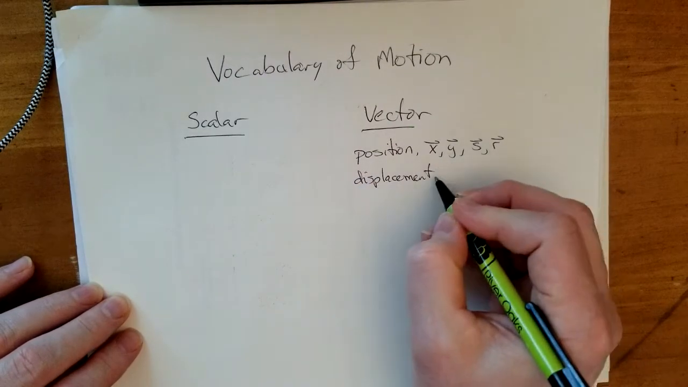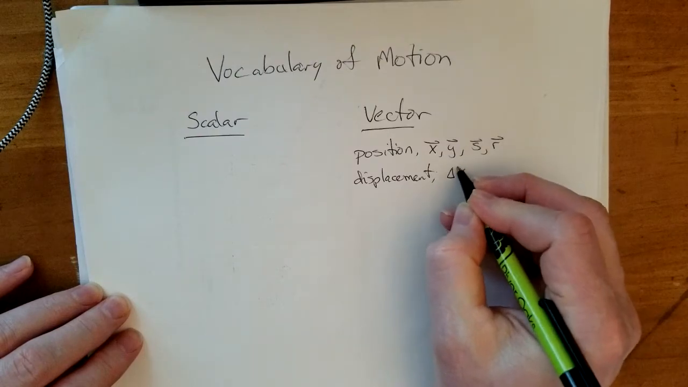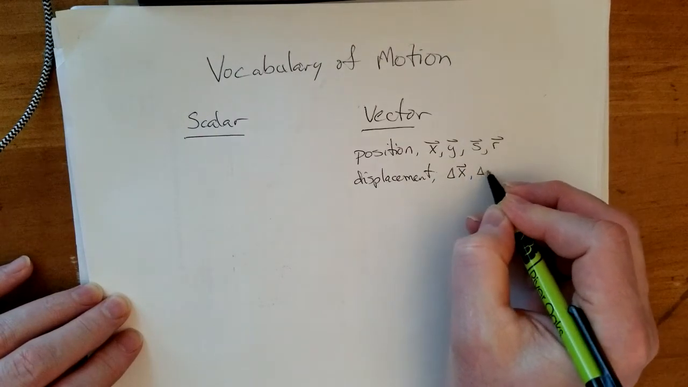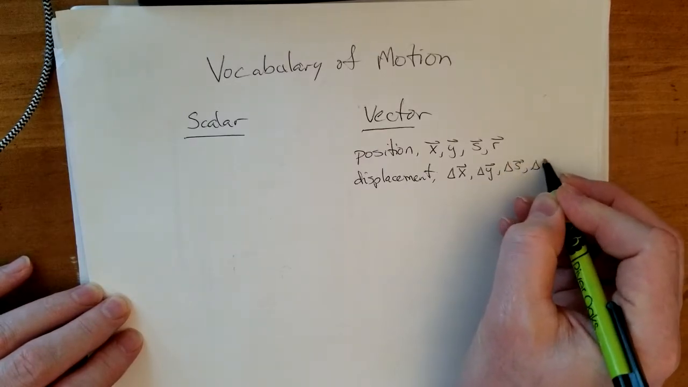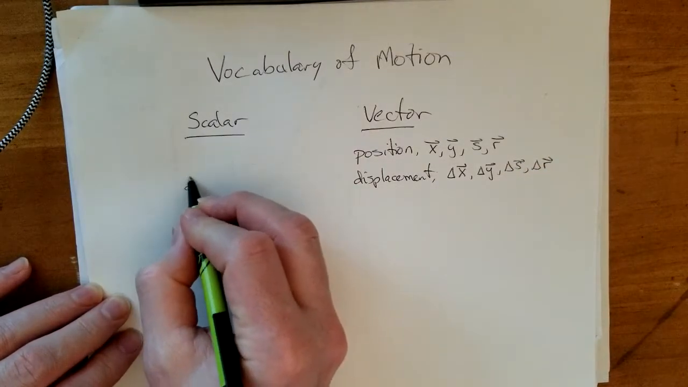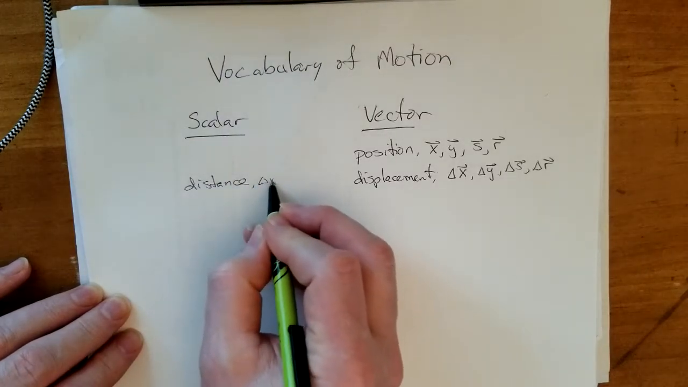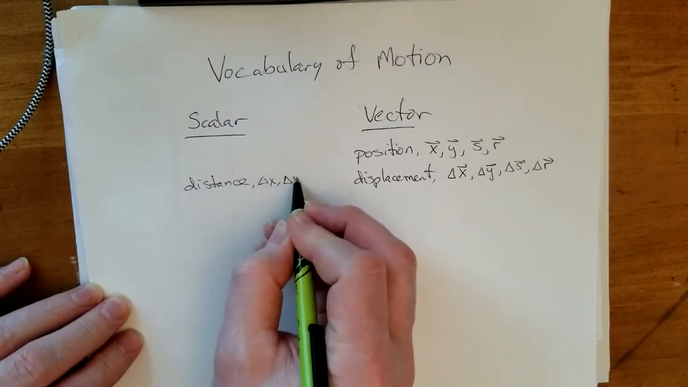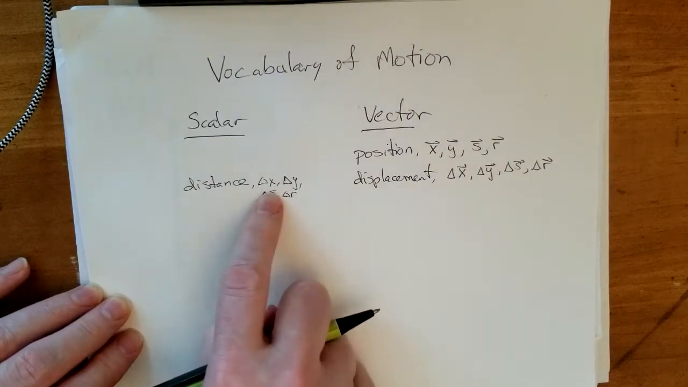Displacement, the symbol used is just this, except with a capital delta, which means change. So it's a change in position. The scalar analog is distance. And the symbol, delta x, delta y, delta s, delta r. You'll notice that it's just this, except without the vector symbol.